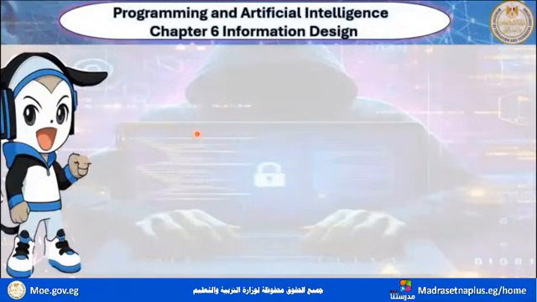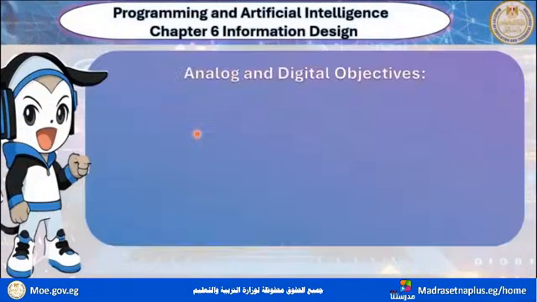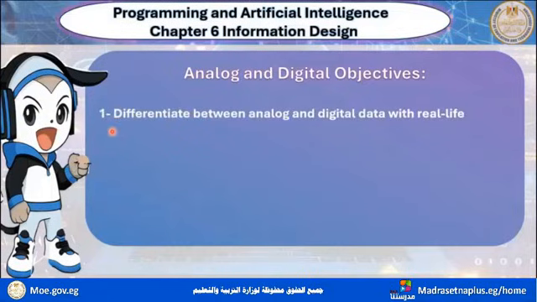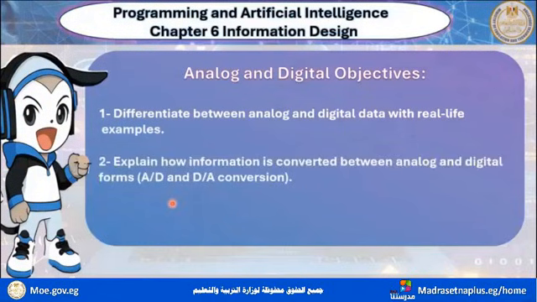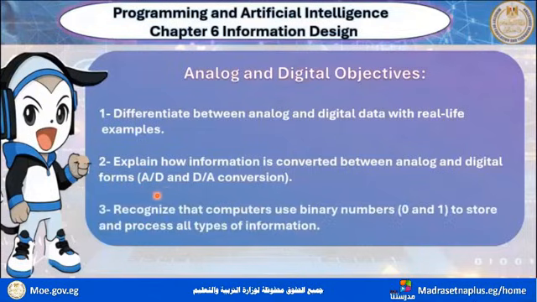Starting with Chapter 6, Information Design. Of course, we need to know the objectives of studying analog and digital. Number one, to differentiate between analog and digital data with real-life examples. Two, to explain how information is converted between analog and digital forms, A to D and D to A conversion. And three, to recognize that computers use binary numbers 0 and 1 to store and process all types of information.